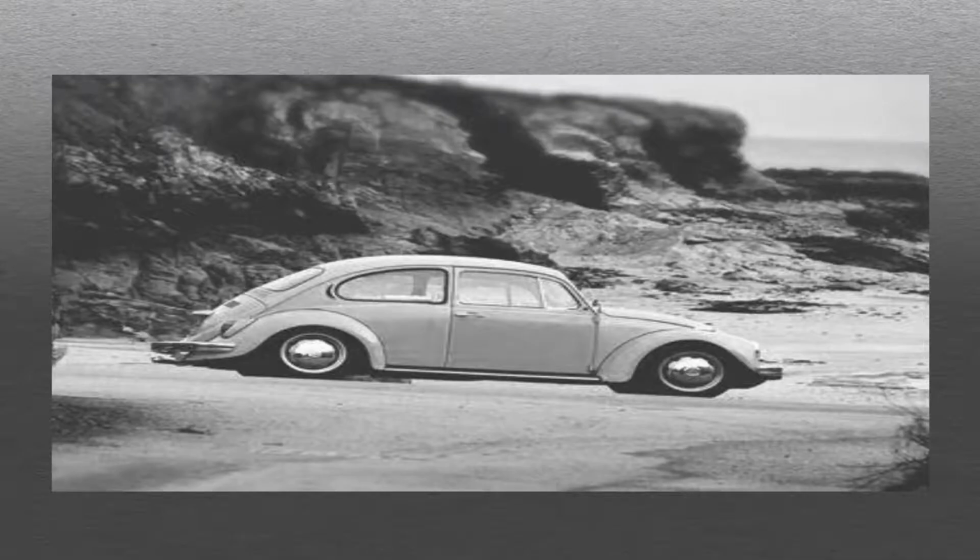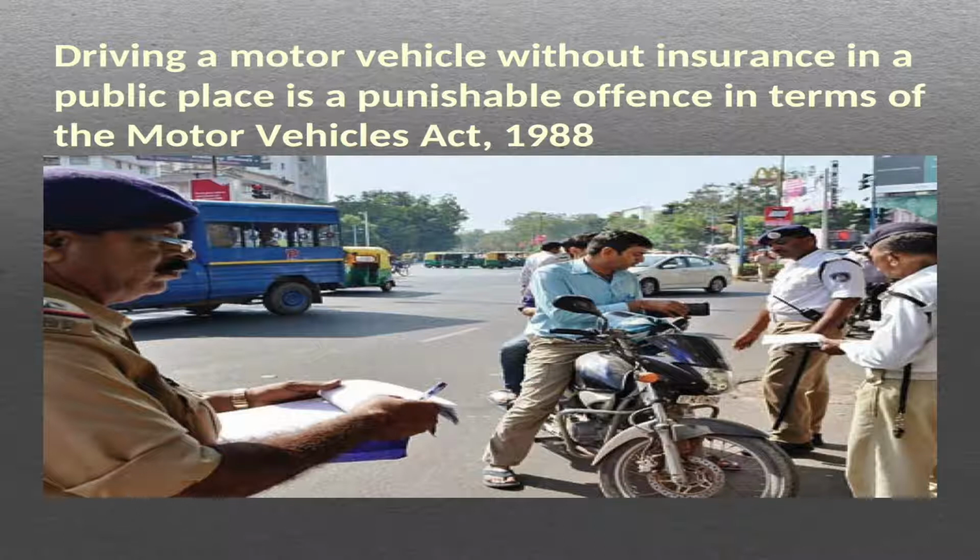The owner of the vehicle is legally liable for any injury or damage to third party life or property caused by or arising out of the use of the vehicle in a public place. Driving a motor vehicle without insurance in a public place is a punishable offence in terms of the Motor Vehicles Act 1988.